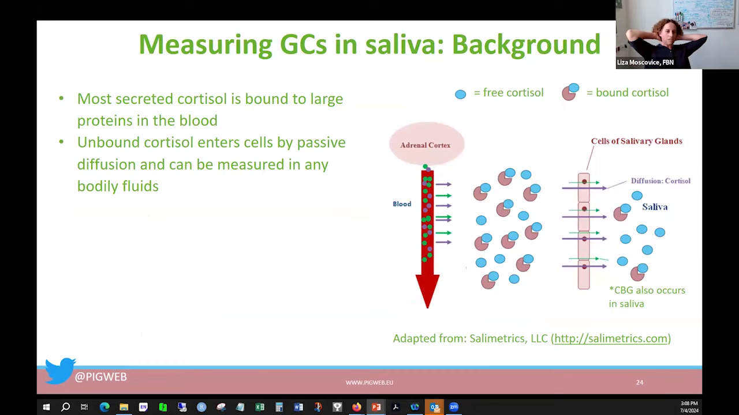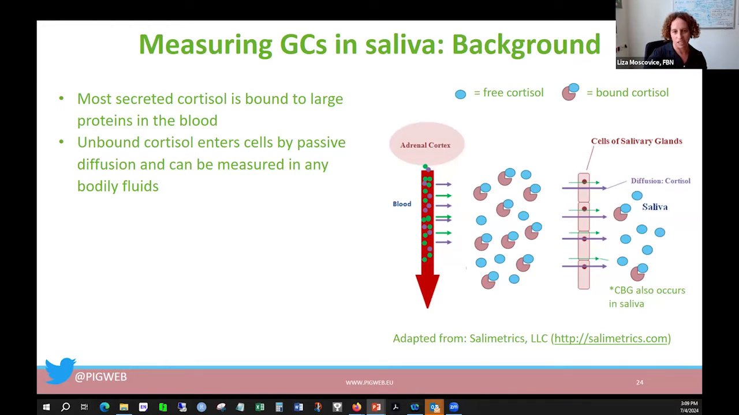So this is what cortisol is doing in the body, and how it is getting to saliva so that we can measure it in saliva. After cortisol is released from the adrenals, a lot of the cortisol in the blood is actually bound to proteins called corticosteroid binding globulin, CBGs, or other proteins. And so the cortisol is moving through the system, but the bound cortisol is harder to measure.